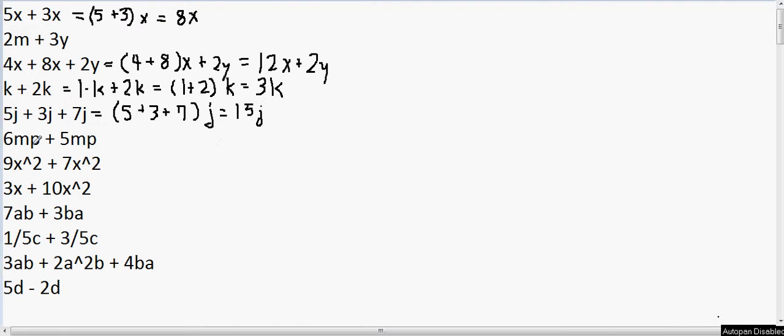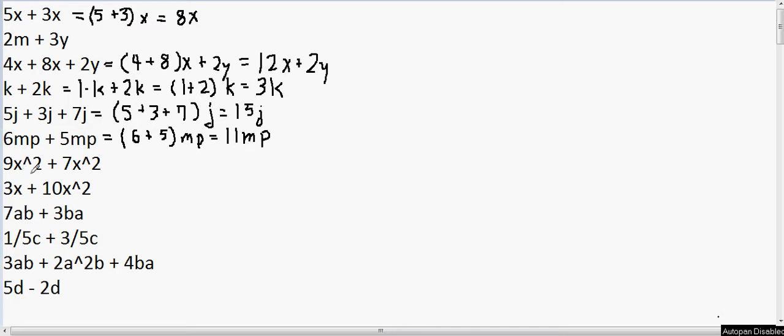Next, we have 6mp plus 5mp. The two terms are 6mp and 5mp. We have two variables multiplied together for each term, but they're still both the same, mp. So we can combine these terms together. We add the numerical parts together, 6 and 5. Then multiply that by the common variables. So we'll multiply this by mp. 6 plus 5 is 11, so we get 11mp.